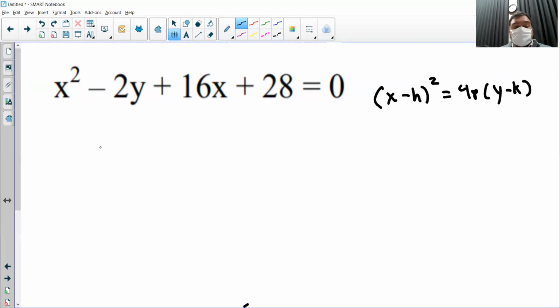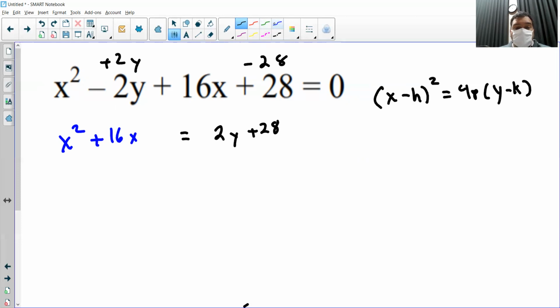This is a parabola. That helps you find the foci stuff. Tomorrow we'll do graphing. Today I just want to change it into a standard form. Equals, I'm moving negative 2y to both sides and 28 to both sides. So 2y plus 28. I did write minus 28 there too. Minus 28, thank you.